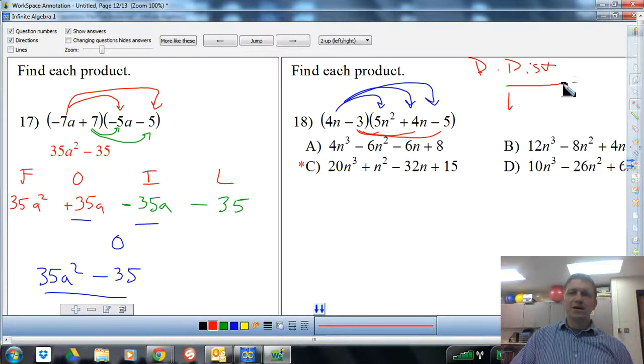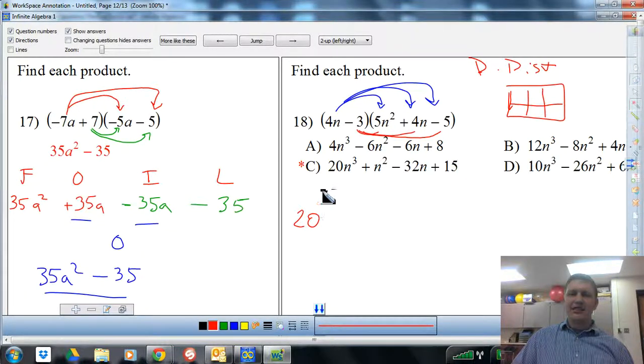or you can use the box method. But on this one, you would want to make a 2 by 3 box, because it's 2 here and 3 terms over here. So you'd have to do a 2 by 3 box. All right, so we're going to take 4n multiplied by 5n squared. That's a total of 20. So right here, 4 times 5 is 20.